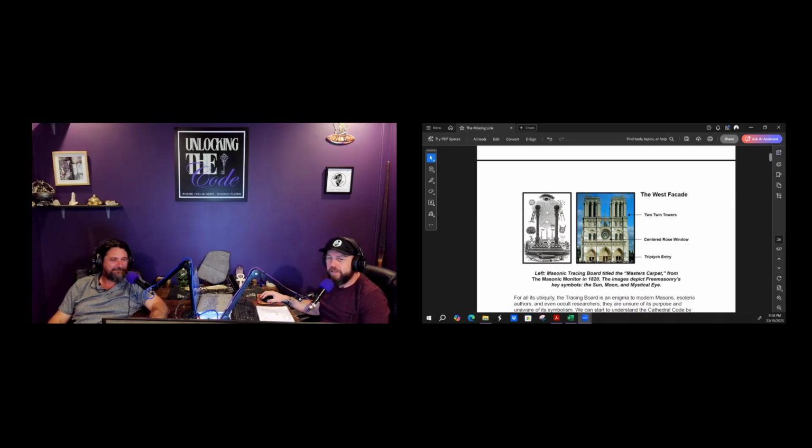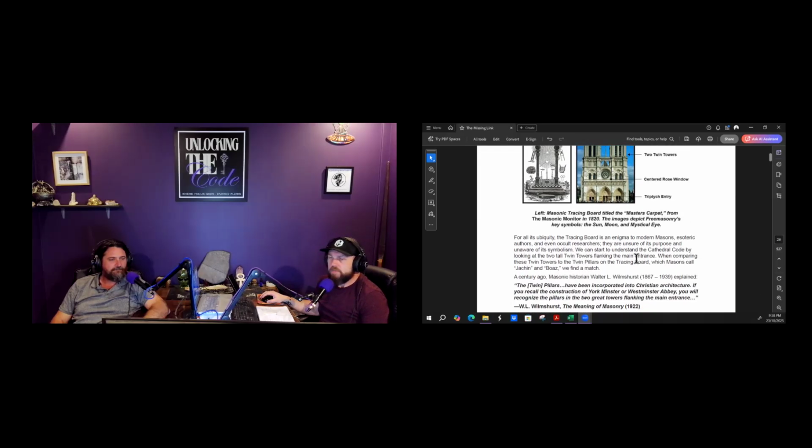Anyway, we can see here on the left is a Masonic tracing board titled The Master's Carpet from the Masonic Monitor, circa 1820. The images depict Freemasonry's key symbols, the sun, the moon, and the all-seeing eye, the mystical eye. For all its ubiquity, the tracing board is an enigma to modern Masons, esoteric authors, and even occult researchers. They are unsure of its purpose and unaware of its symbolism.